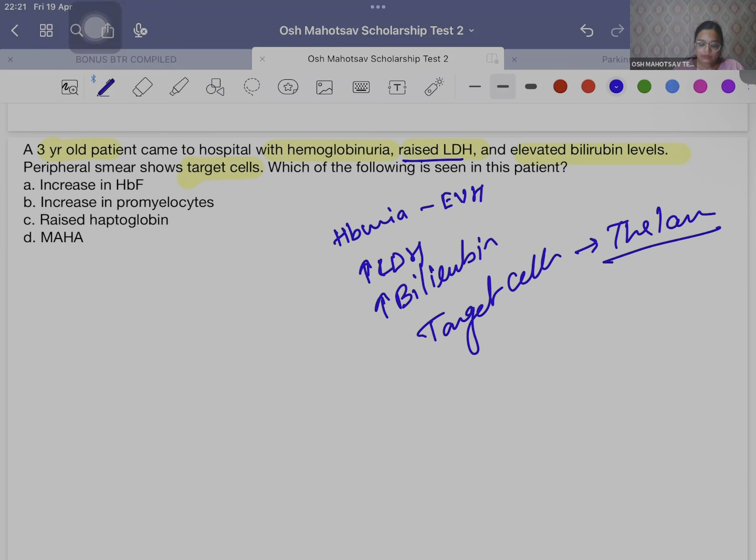In thalassemia, if you know, they have more hemoglobin F. They don't have more promyelocytes, no relation with them, no relation to haptoglobin, no relation with MAHA. So the answer is increased hemoglobin F, fetal hemoglobin.